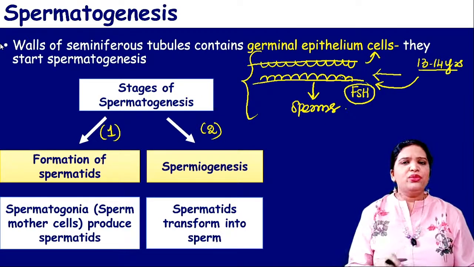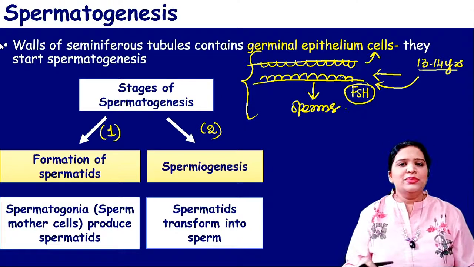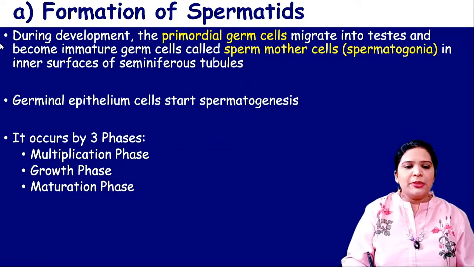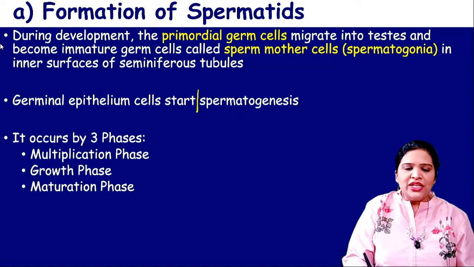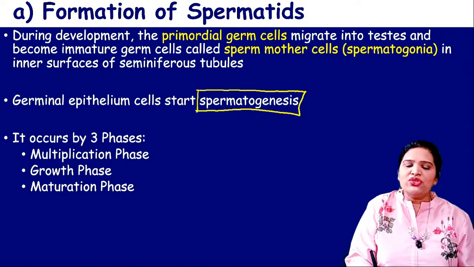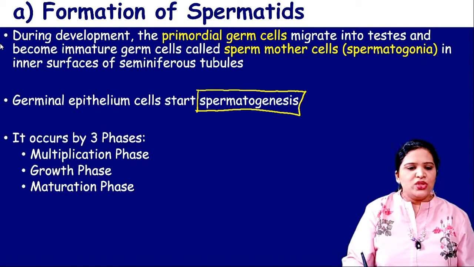Don't get confused with the words. Everything looks similar, but it's very simple. Let me explain in detail one by one. For example, we are going to study here the process of spermatogenesis. What is spermatogenesis? The production of sperm is called spermatogenesis, right?